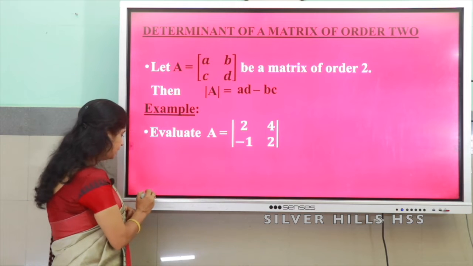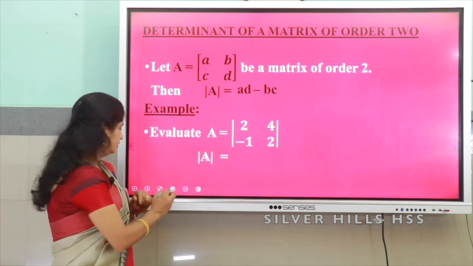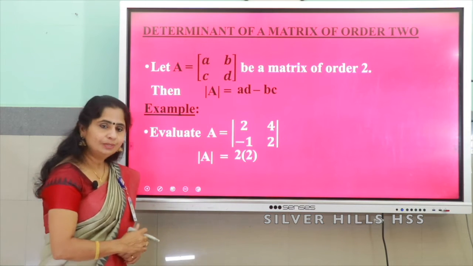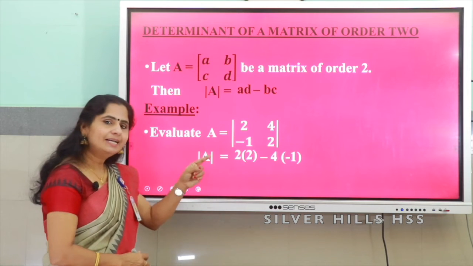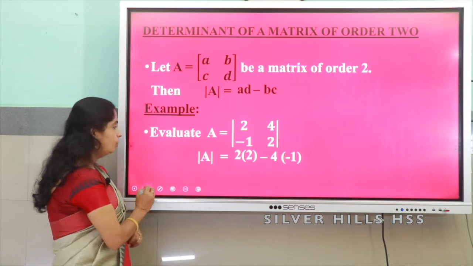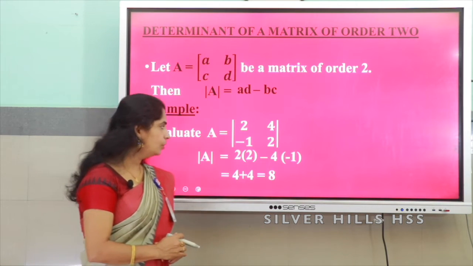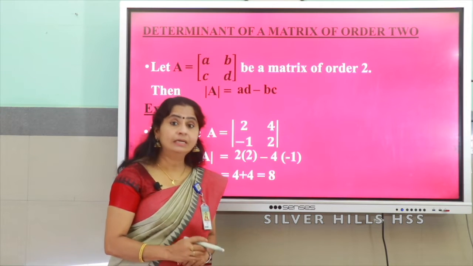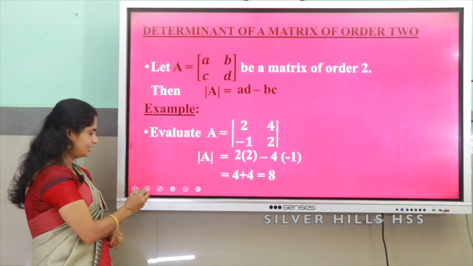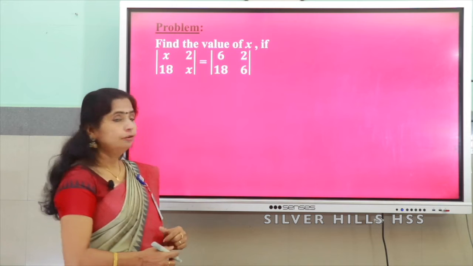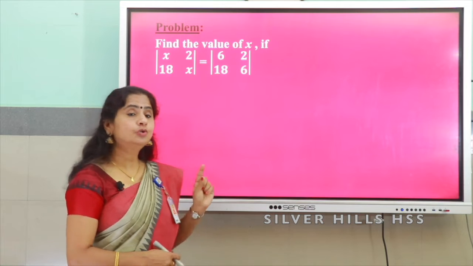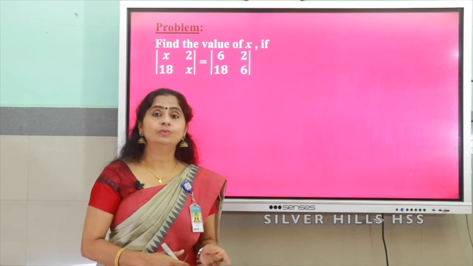So determinant A is equal to the first element 2 into its diagonal element, that is 2 into 2, minus the second element 4 into its diagonal element minus 1. So when we simplify, what do we get? 2 into 2 is 4, minus 4 into minus 1 is plus 4, therefore we get 4 plus 4 is equal to 8.